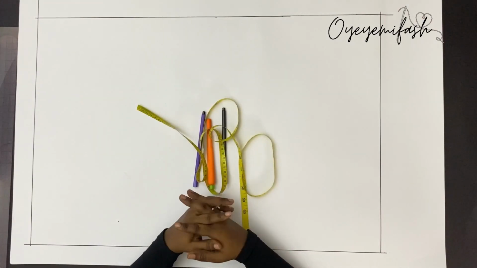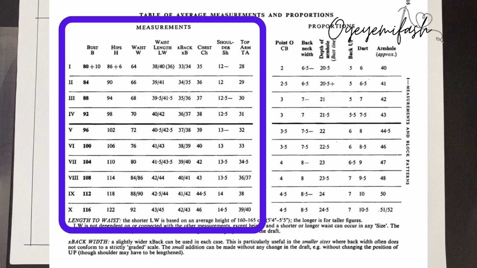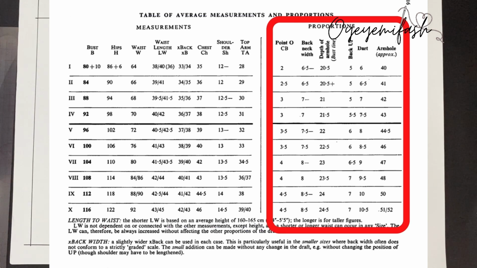In this lesson, we'll be looking at drafting the basic bodice block. Looking at the measurement guide, we'll see that we have two sections. The first section is for the body measurements, where we have our bust, waist, hip, the shoulder measurement, the nape to waist, across back and across chest measurements, while the second section has the proportions.